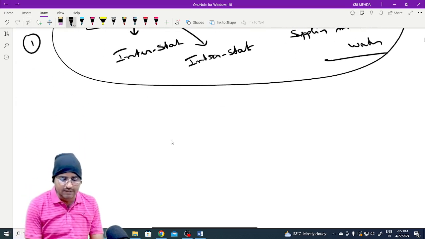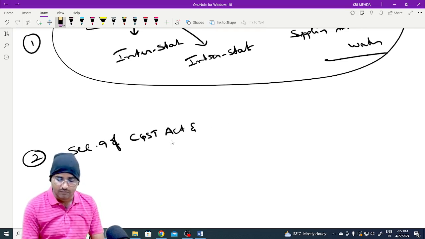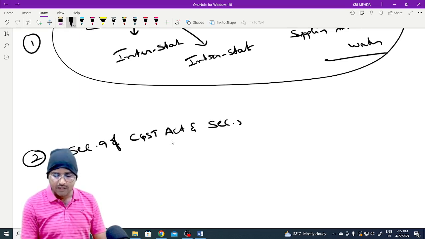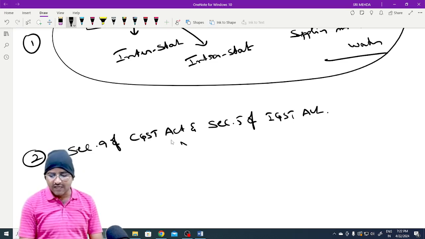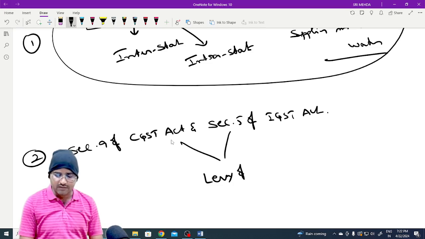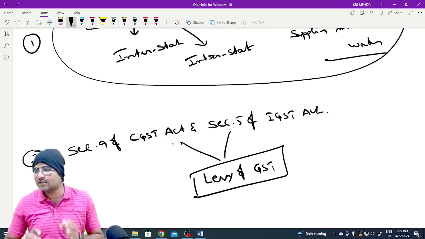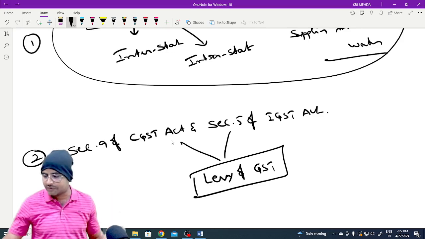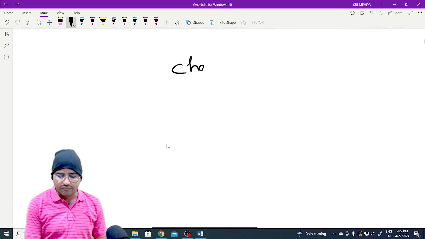And the second part concerns section 9 of the CGST Act and section 5 of the IGST Act. Section 9 of the CGST Act as well as section 5 of the IGST Act deals with levy of GST. Right? Only these are the two concepts which we are going to discuss in this chapter.